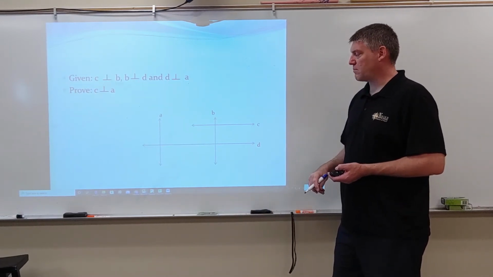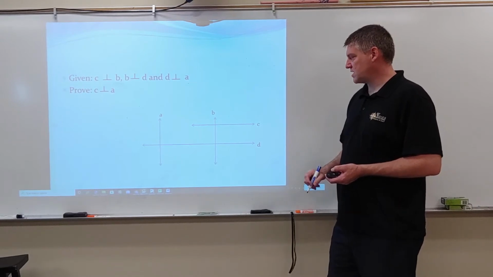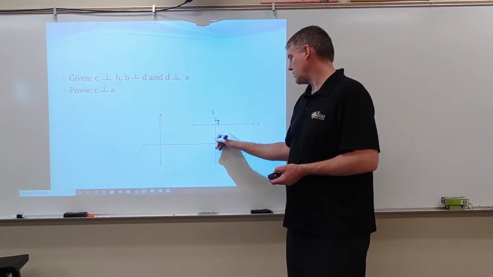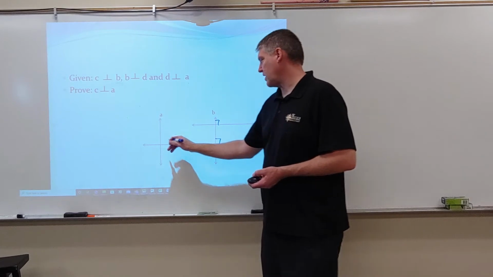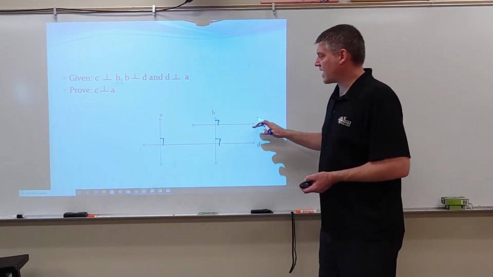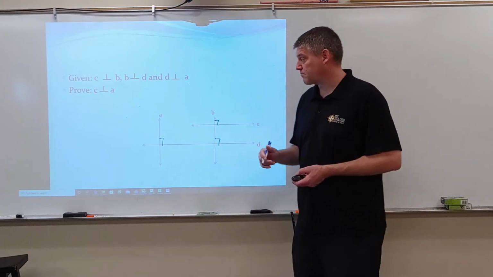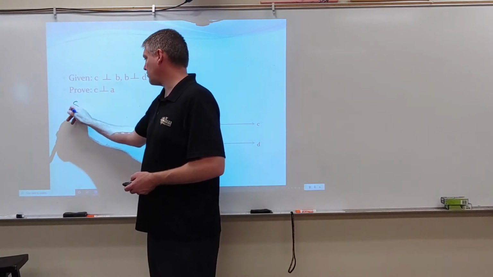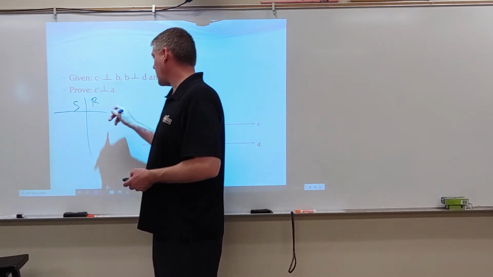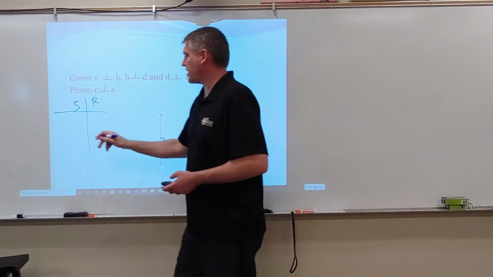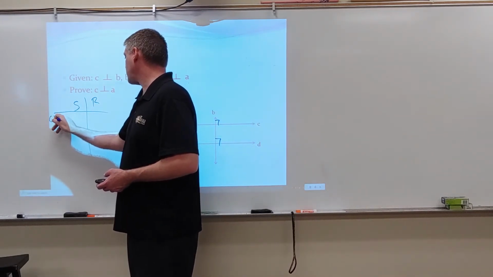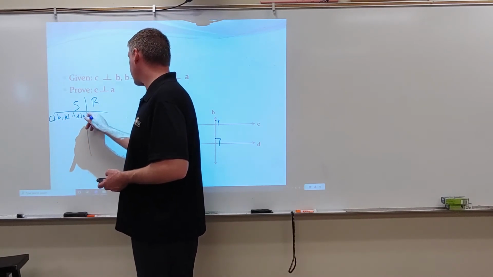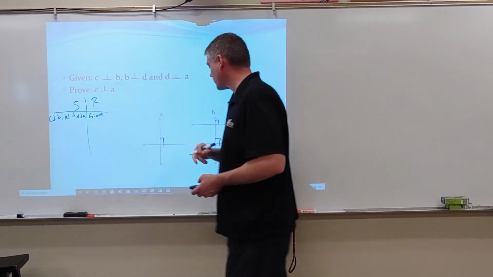Okay, so we're going to write up a proof here. So it's given C is perpendicular to B, B is perpendicular to D, and D is perpendicular to A. Prove that C is going to be perpendicular to A. Okay, so the first thing I'm going to do is write my two-column proof, statement, reason, and I'm going to rewrite my given. I always want to rewrite my given here. So C is perpendicular to B, B perpendicular to D, and D is perpendicular to A. That's given.